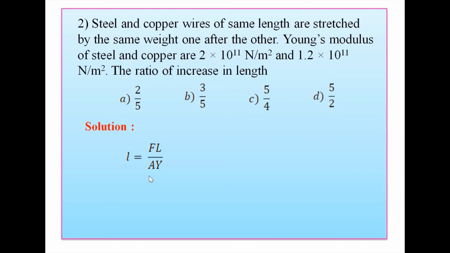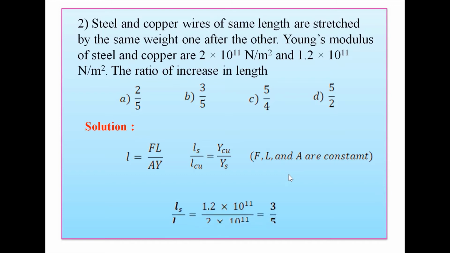Extension, that means small l, is equal to capital F capital L divided by area of cross section into the Young's modulus. Simplifying this equation and putting the values, we find the increase in the length in the form of the ratio. That means L of S, the increase in length of steel, divided by L of copper is equal to Young's modulus of copper divided by Young's modulus of the steel. Because here extension and Young's modulus are in inverse relation. So here force, length and area of cross section are constant.